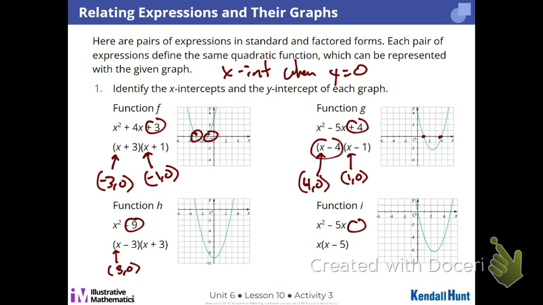Okay, there it is right here. This one, what could that x be to make it work? -3. And negative 3 plus 3 is 0. 0 times the other junk here is 0.